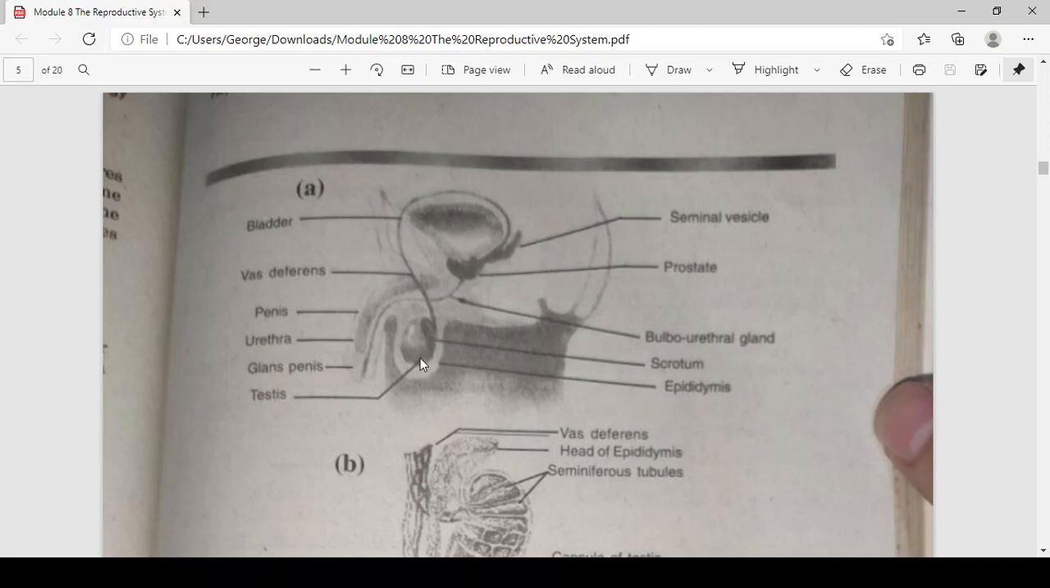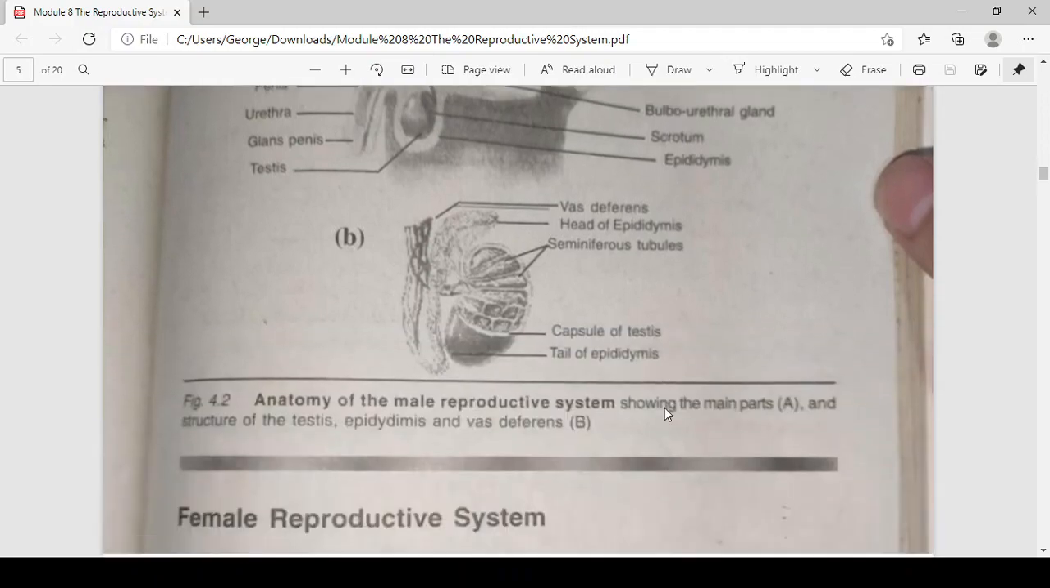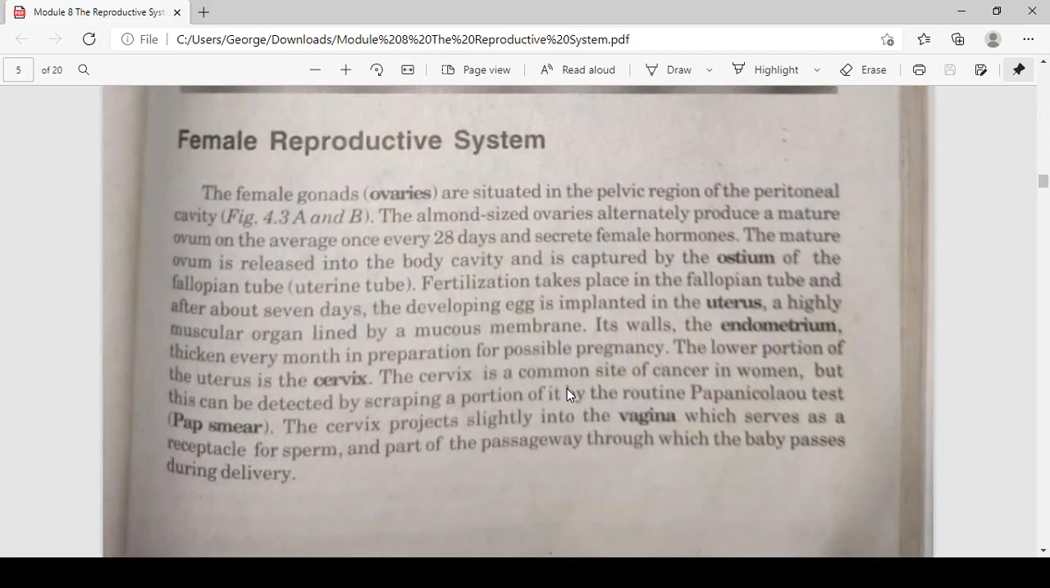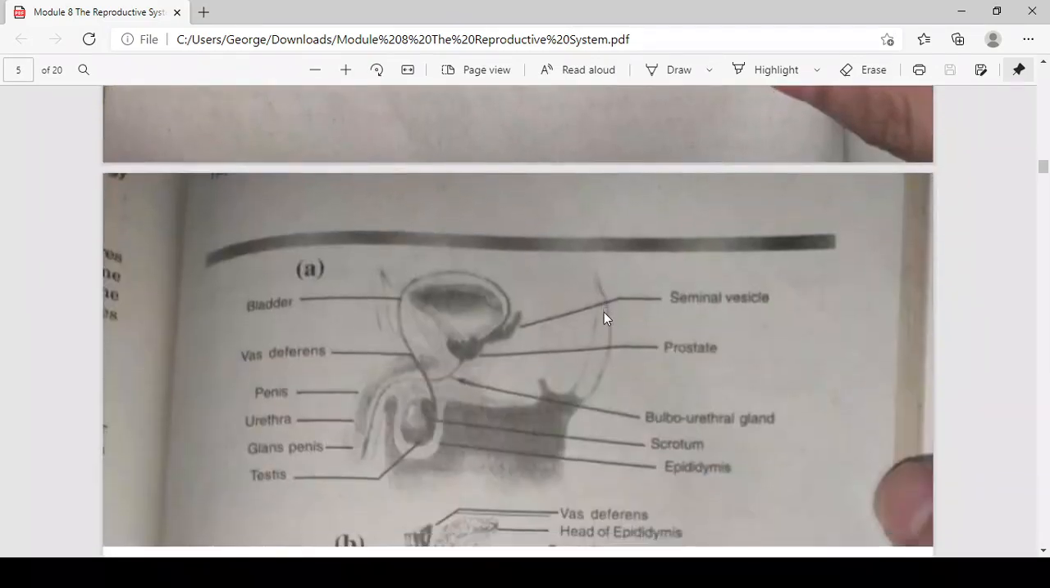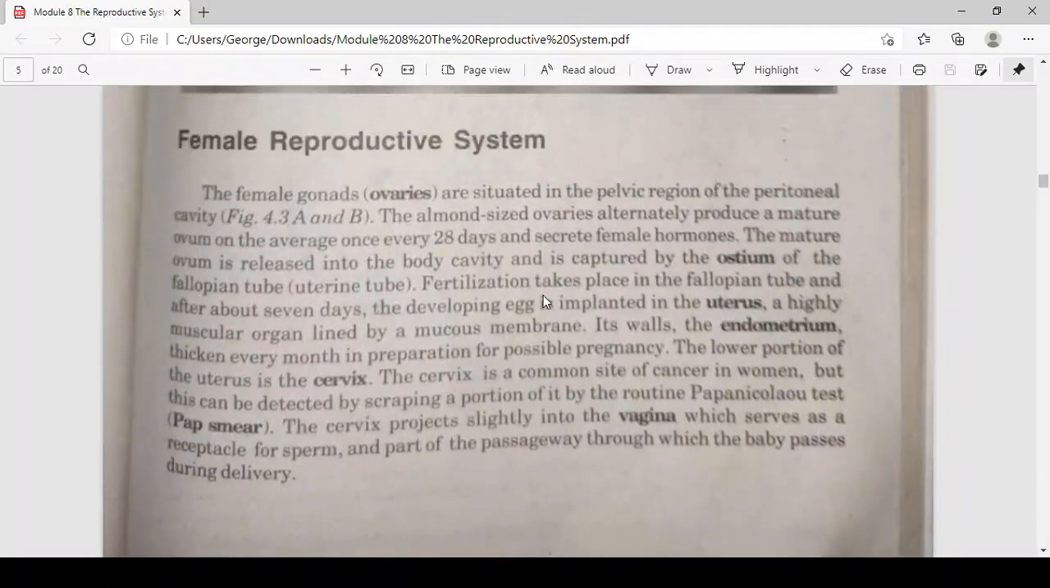So kids, your testes is responsible for production of your sperm and its protection is the scrotum and your epididymis. So that is your male reproductive system. Next, we have your female reproductive system.